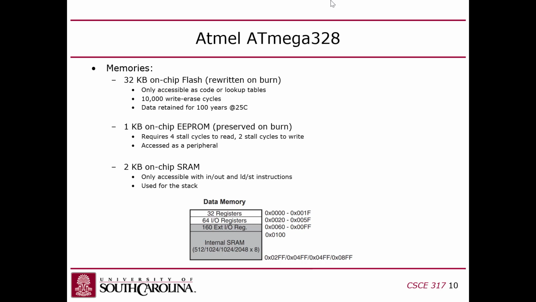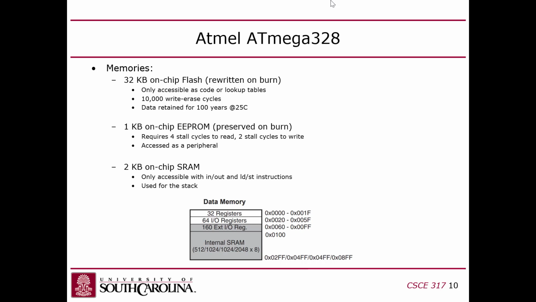There's also a 1 kilobyte EEPROM, which is very similar to a flash in the sense that it is a non-volatile memory. But the neat thing about that one is it's a separate memory and it's preserved even when you reburn the main program flash. So you can store stuff in there and it'll stay in there even when you reprogram it. However, it's very expensive to access. It requires 4 stall cycles to read and 3 cycles to write it. And then finally, there's that should be 32 kilobyte. I guess I left the 3 out.